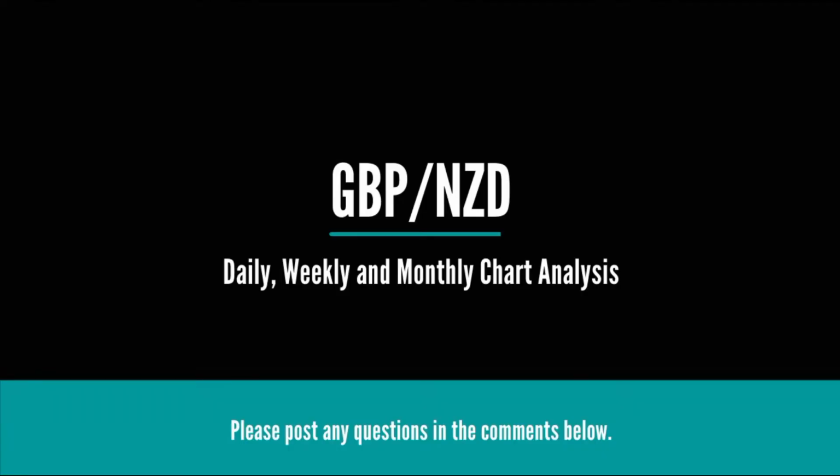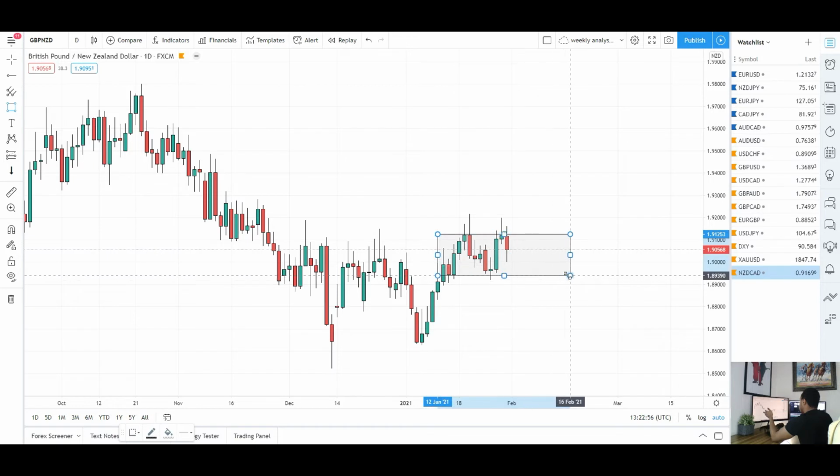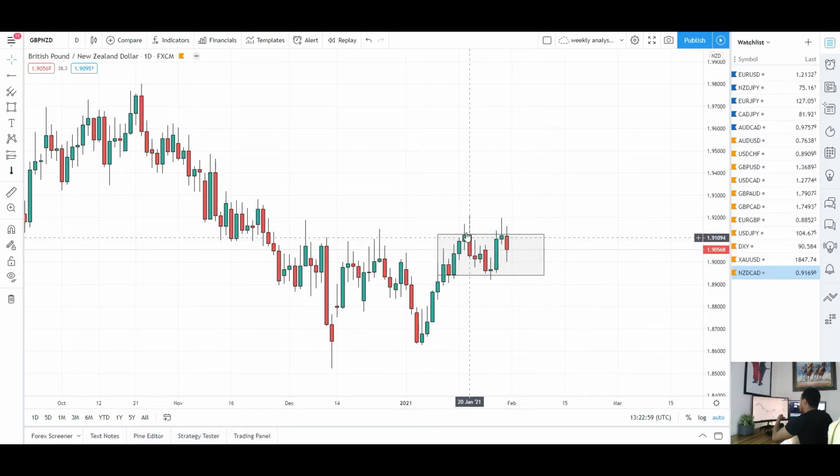Next up, we've got GBP NZD. Okay, so for GBP NZD this weekend, not too much happened in terms of movement. Price right now for me is consolidating for this pair. Again, got the resistance up there, got the support down here. We tested the resistance twice, tested the support twice as well. So price for me is consolidating for GBP NZD.